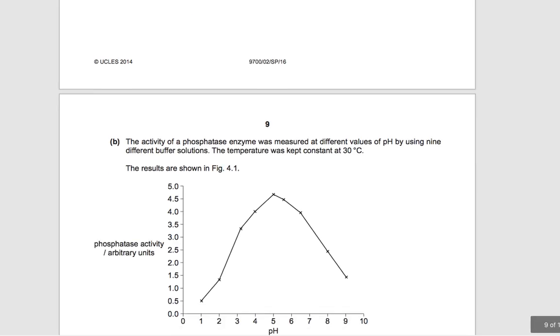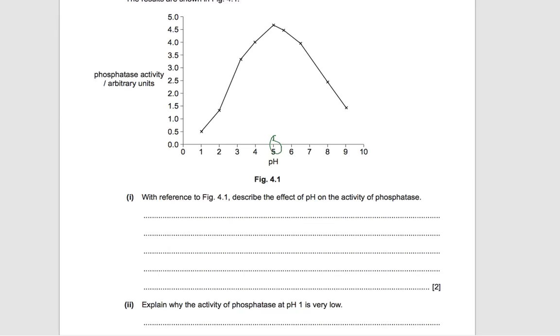The activity of a phosphatase enzyme was measured at different values of pH by using 9 different buffer solutions. The temperature was kept constant at 30 degrees Celsius. So here are the results. Disrupted. So either the active site is changed so that the enzyme can no longer bind to its target as efficiently, or the tertiary structure can be fully disrupted and a denaturation of the protein can also occur.